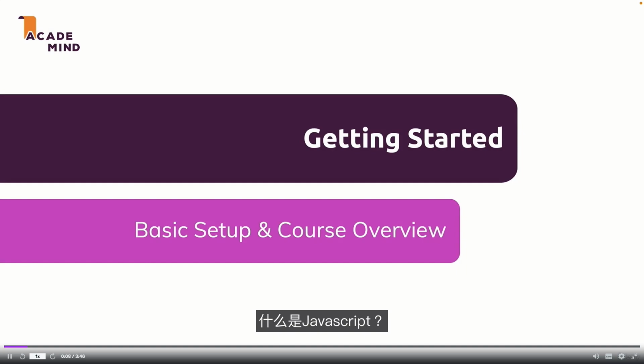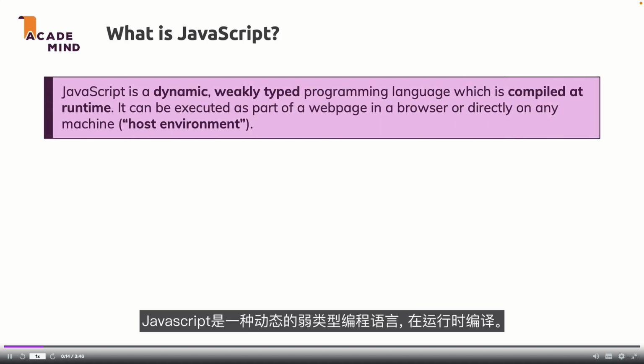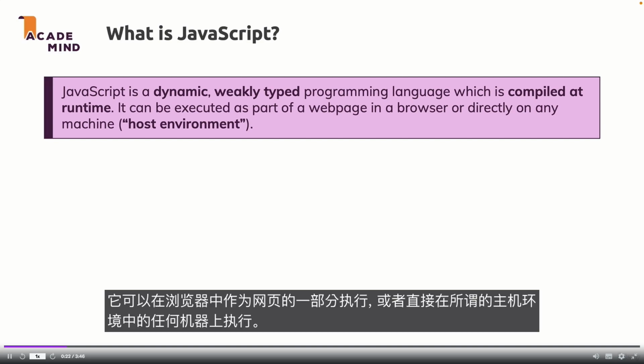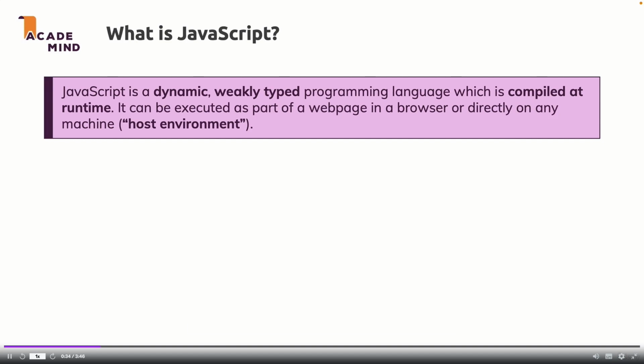So let's get started with this course and with everything you need to know about JavaScript by diving into this important question. What is JavaScript? Let's have a look at a couple of definitions. JavaScript is a dynamic, weakly typed programming language which is compiled at runtime. It can be executed as part of a web page in a browser or directly on any machine in a so-called host environment. Okay, not entirely clear yet? Let's have a look at an additional definition.